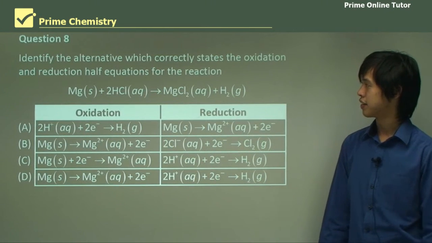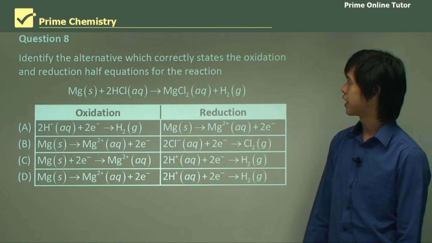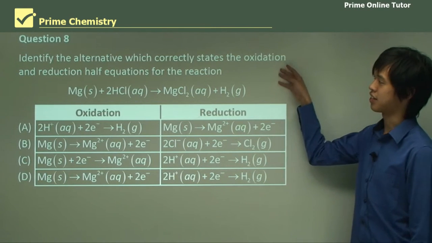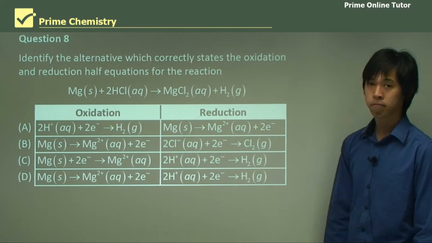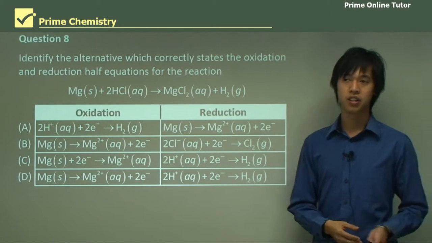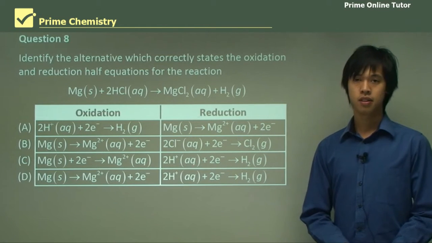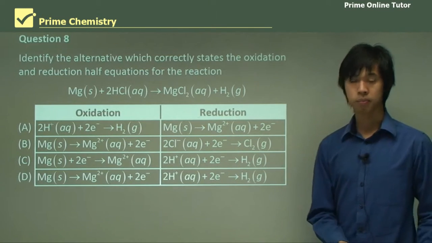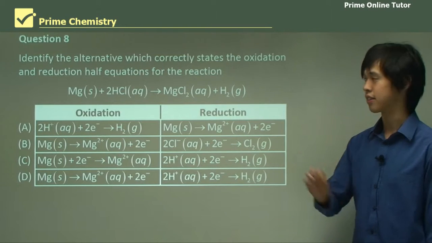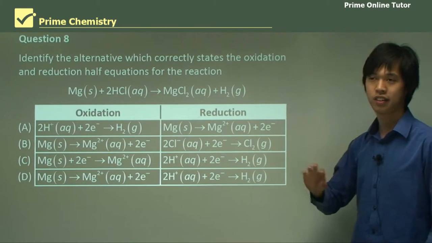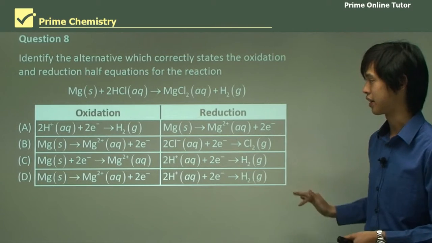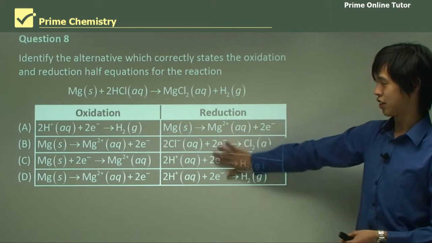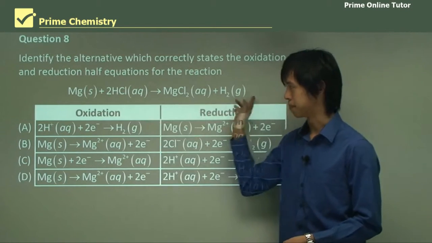So identify the alternative which correctly states the oxidation and reduction half reactions for this equation. Okay? So this is an example of when you would use oxidation numbers to actually solve the problem. So you got to look at things in oxidation numbers and then use your definition of reduction and oxidation to work out which is correct. So let's just ignore what's here first and just look at the equation.